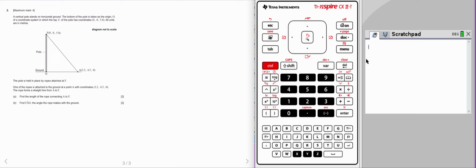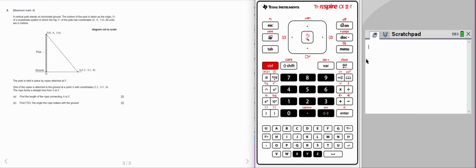The pole is held in place by ropes attached at F. One of the ropes is attached to the ground at point A with coordinates (3.2, 4.5, 0). The rope forms a straight line from A to F. Find the length of the rope connecting A to F.